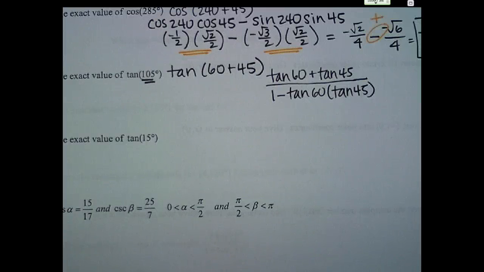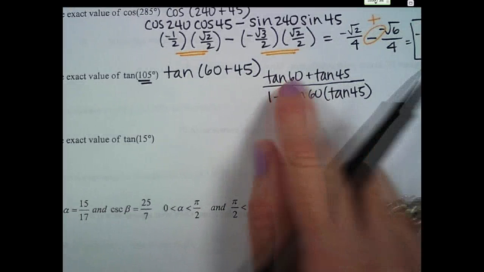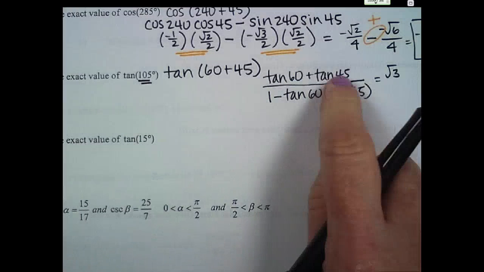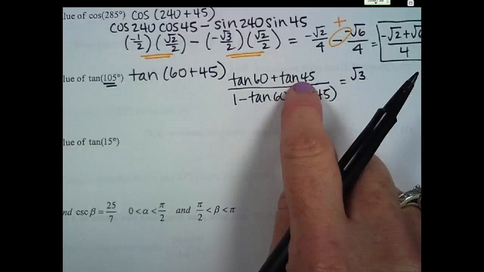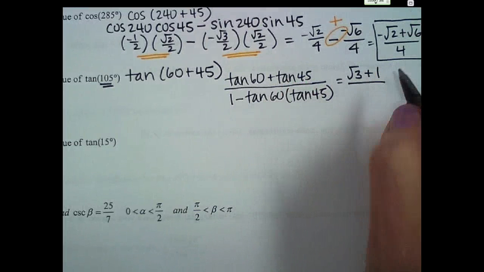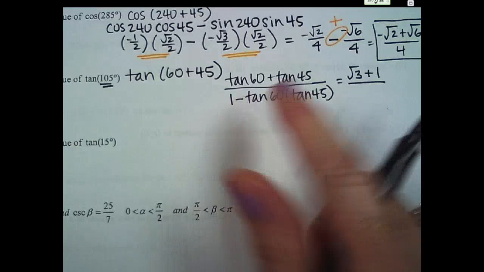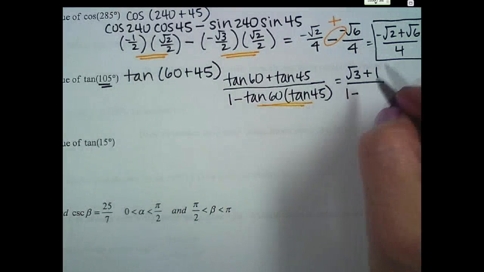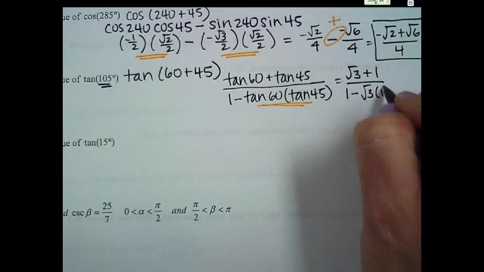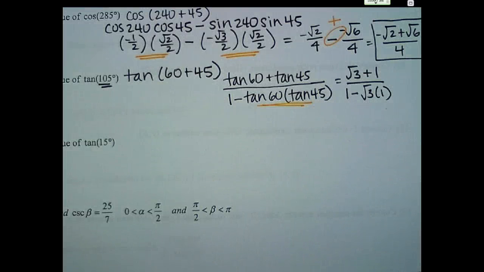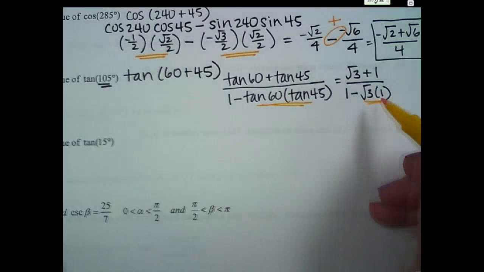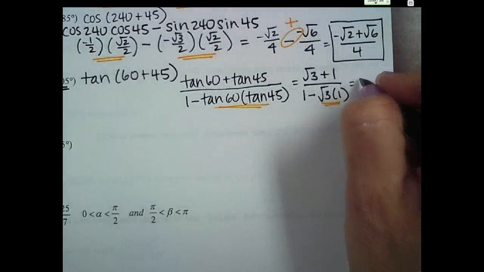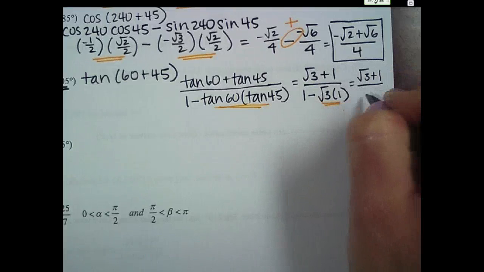And because they're on the unit circle, we're going to find the values. So tangent of 60 is root 3. Tangent of 45 is 1, so here's your plus 1. In the denominator, you do 1 minus, and then these values, which you already have, you multiply together. So tangent of 60 was root 3, so I'm going to do root 3 times tangent of 45. So my final answer, I'm going to simplify this part right here. My final answer would be root 3 plus 1 over 1 minus root 3.